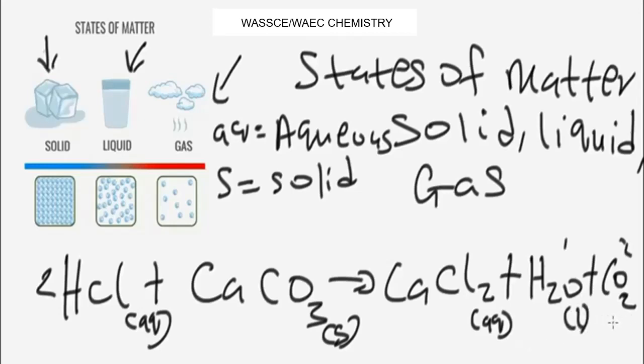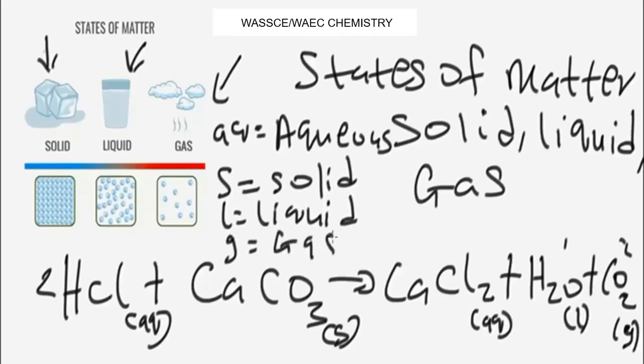And lastly, we have this carbon dioxide, of course, in gaseous state. The small letter l stands for liquid state, and the small letter g stands for gaseous state. So take note of this. This is how you can recognize the states of substances in a chemical equation.